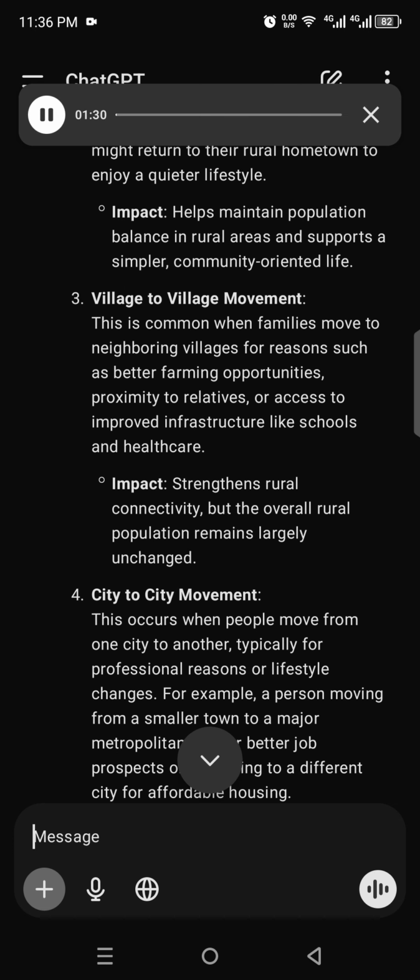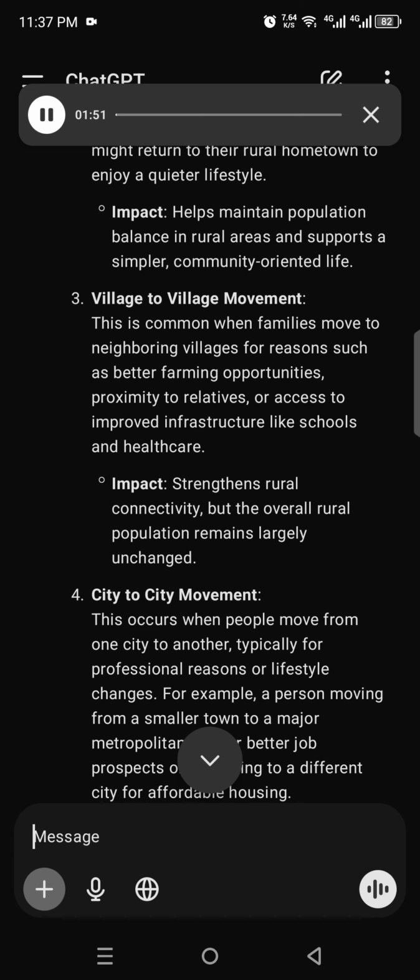3. Village to village movement. This is common when families move to neighboring villages for reasons such as better farming opportunities, proximity to relatives, or access to improved infrastructure like schools and healthcare. Impact: strengthens rural connectivity, but the overall rural population remains largely unchanged.